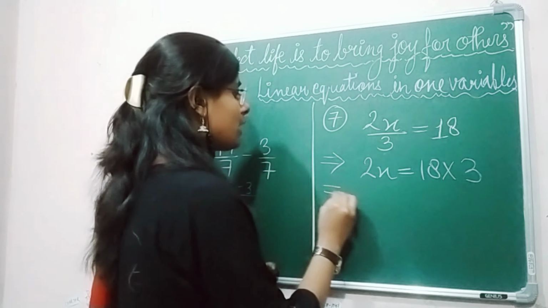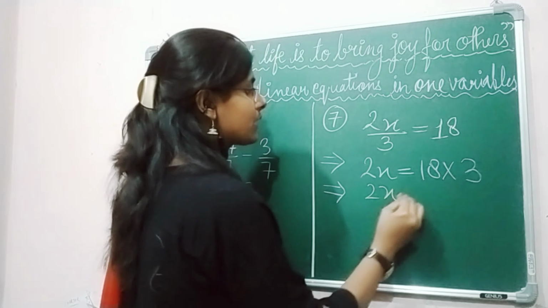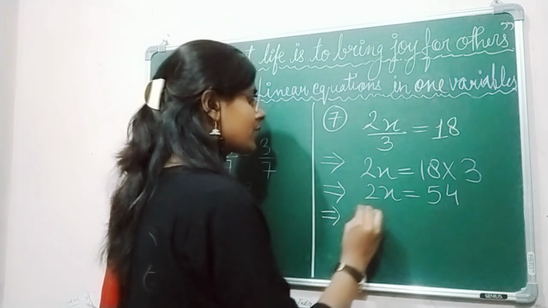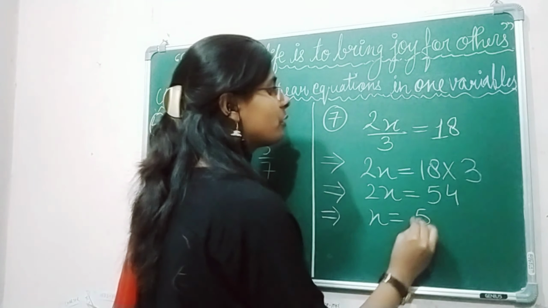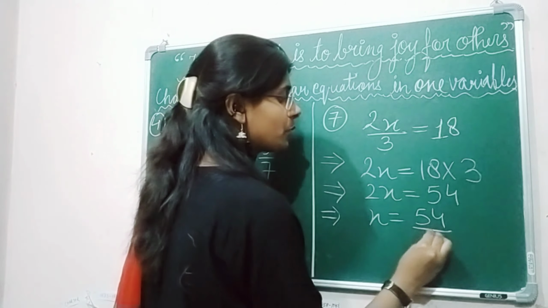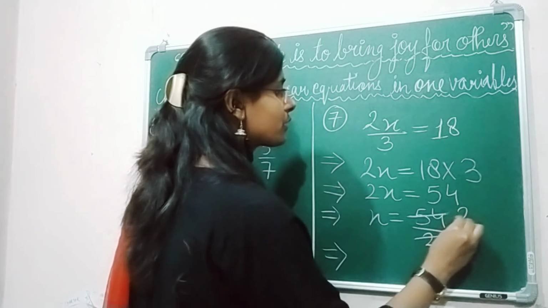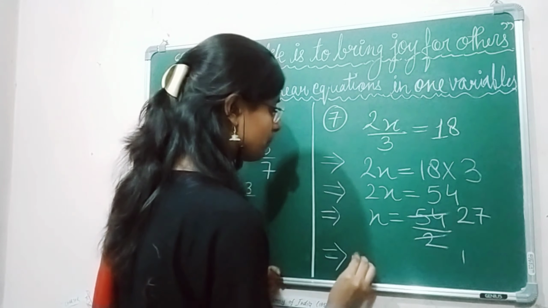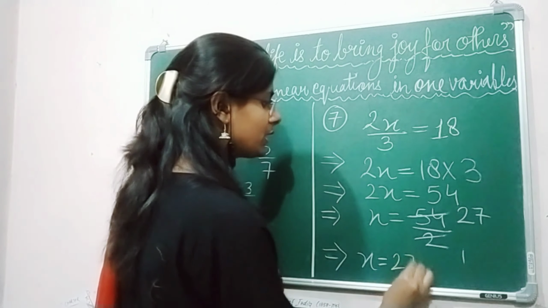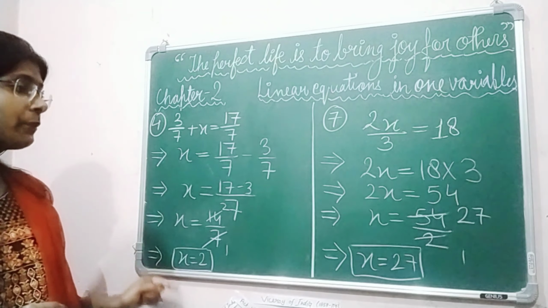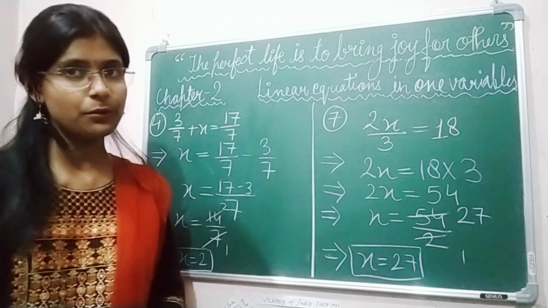Okay. Now next you will be getting 18 3s are 54. Then 2x is equal to 54. 2 was in multiplication, so it will go in division. x is equal to 54 by 2, and when you solve, 2 1s are 2, 2 2s are 4, 2 7s are 14. You would be getting x is equal to 27 as your final answer. So here x is equal to 2 and here x is equal to 27.